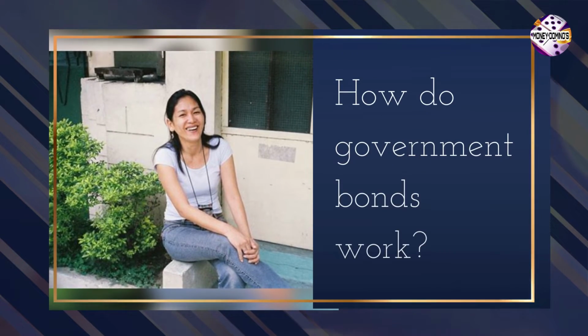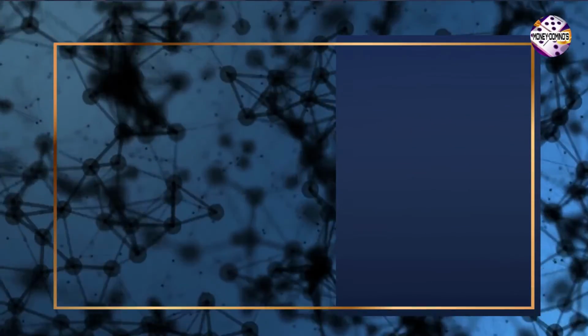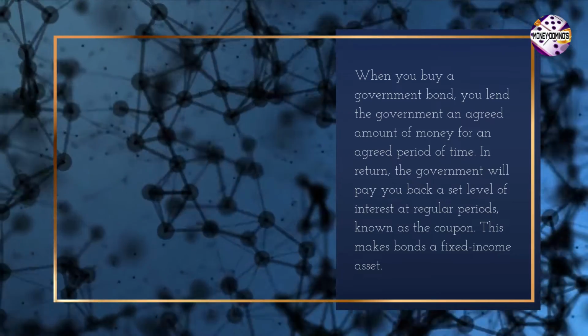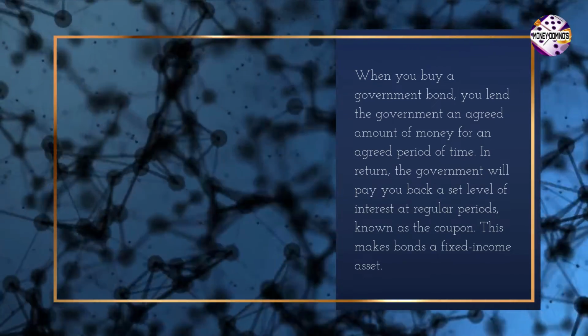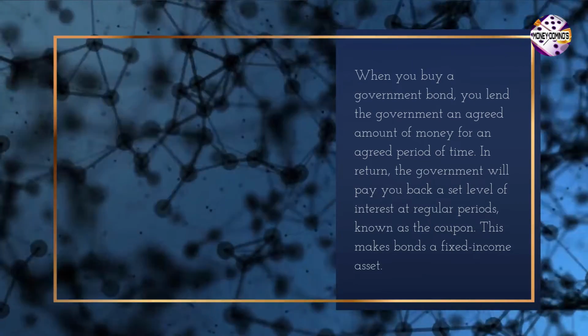How do government bonds work? When you buy a government bond, you lend the government an agreed amount of money for an agreed period of time. In return, the government will pay you back a set level of interest at regular periods, known as the coupon. This makes bonds a fixed income asset.